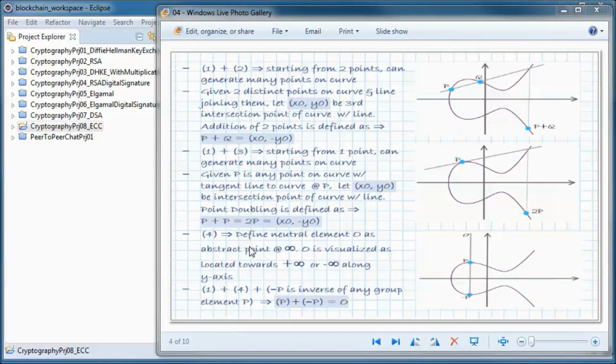So we define a neutral element O as an abstract point at infinity. So O is visualized as located toward plus infinity or minus infinity along the y-axis. And we also take advantage of our first and our fourth observations and the fact that minus P is the inverse of any group element P. So this means that P plus minus P is equal to O.